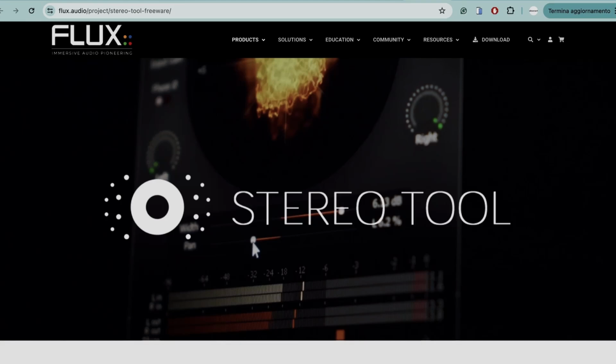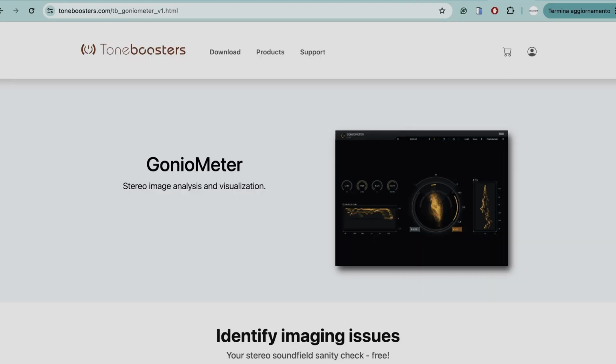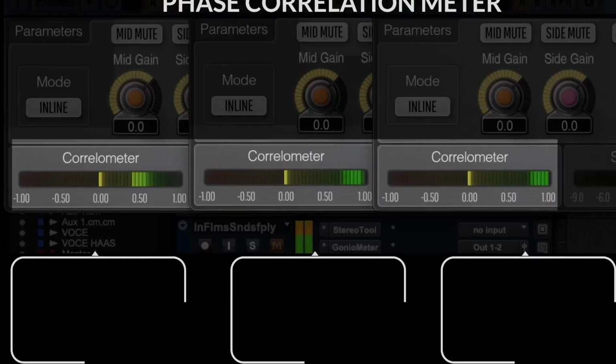Stereo Tool, Goniometer, and M_Stereoscope also offer a phase correlation meter. Let's analyze the same tracks as before.